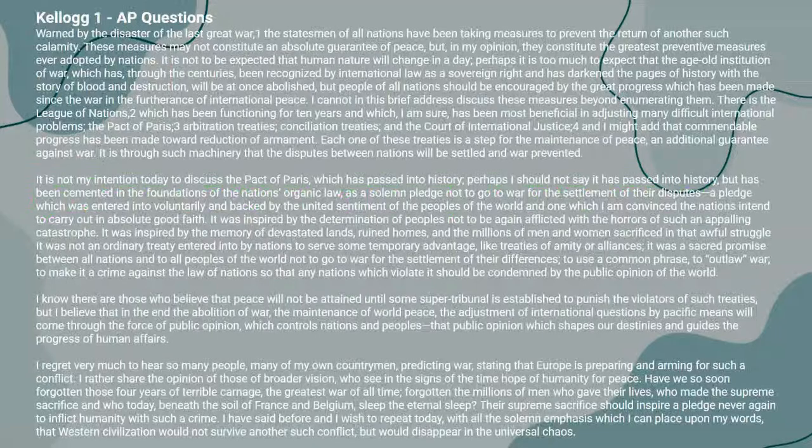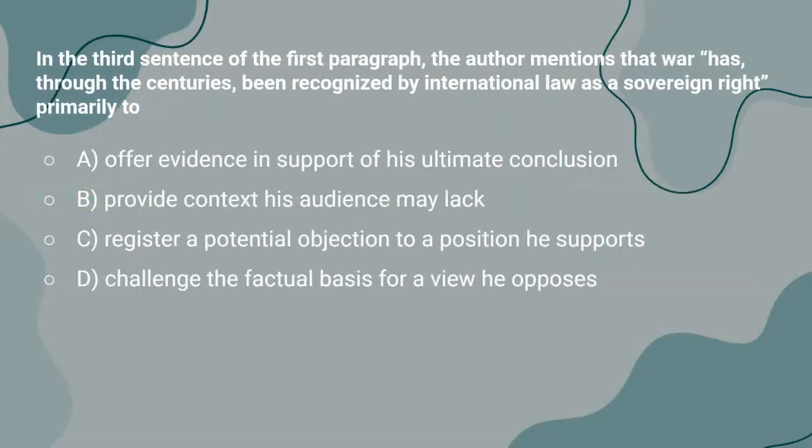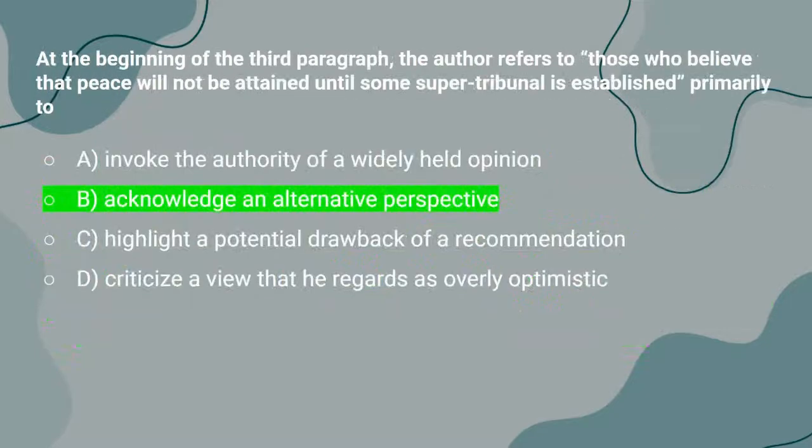So he says, I know there are some who believe that peace cannot be attained until a super tribunal is established to punish the violators of such treaties. But I believe that in the abolition of war, the maintenance of world peace, and the adjustment of international questions by pacific means. So he actually is the optimistic one. They're saying you have to punish people and you need to make a super court to punish everyone. That's not overly optimistic. That's going to extreme lengths to do something.